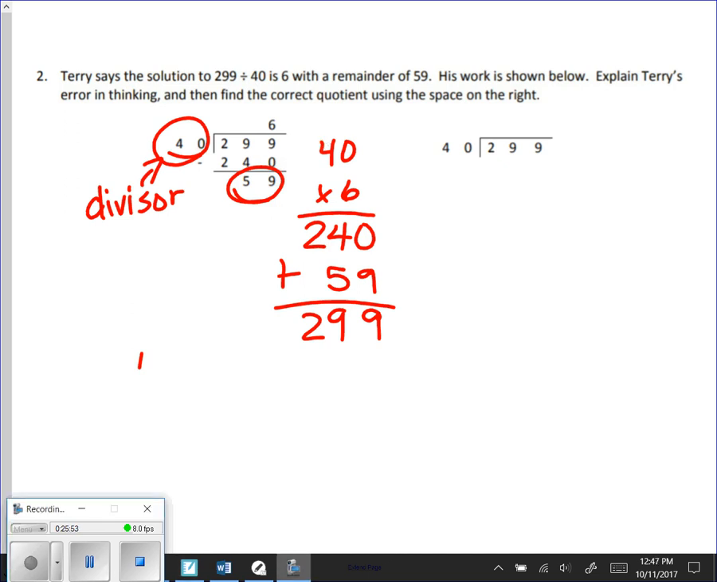James, what was the correct solution? 7 with the remainder of 19. So 40, and you can figure that out because you think about your 4s. 4 times 7 would actually be 28. So that's 0, 2, 3, 8.